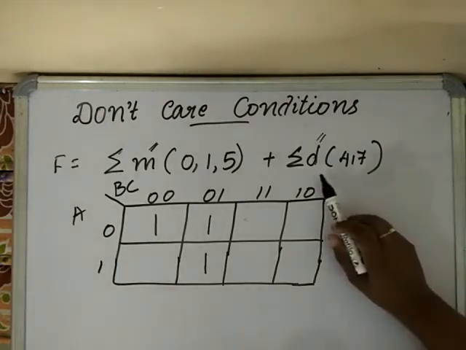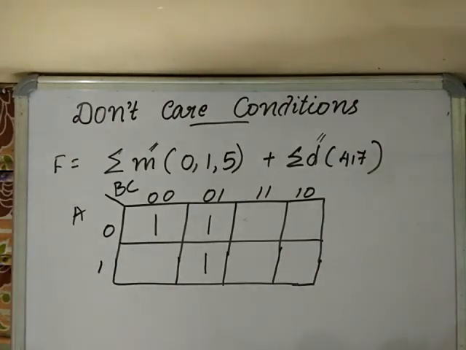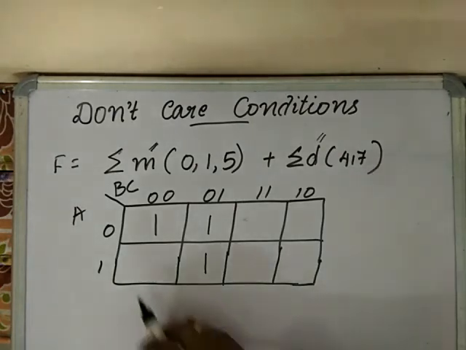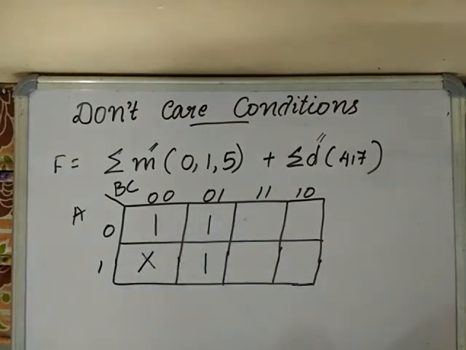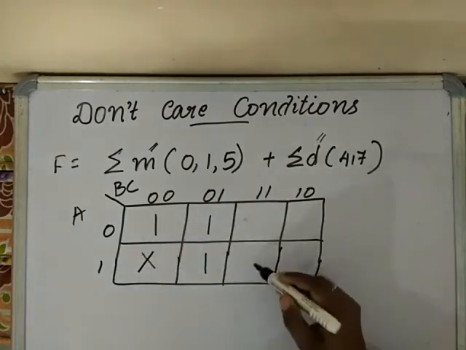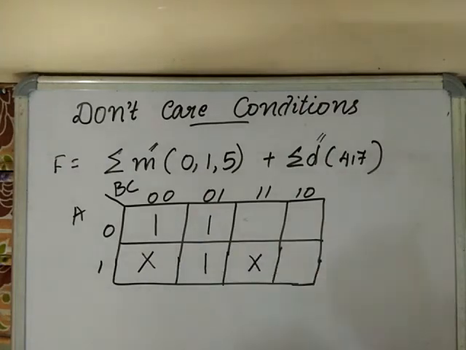The second part of the function is the don't care conditions, which is usually denoted by sigma d, and in the map we use x to denote a don't care condition. The terms are 4 and 7, so we have to put x in these specified squares. 4 means 1, 0, 0, so I am putting an x here. Similarly for 7, putting an x here.